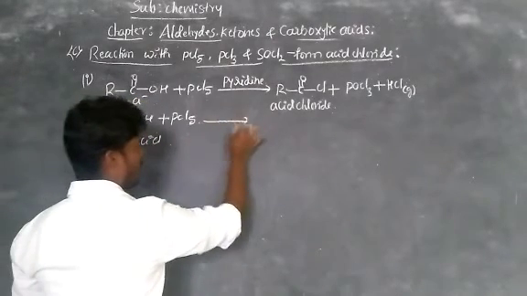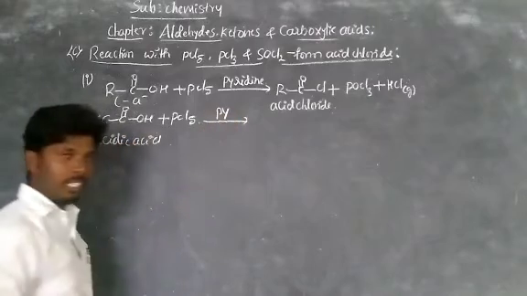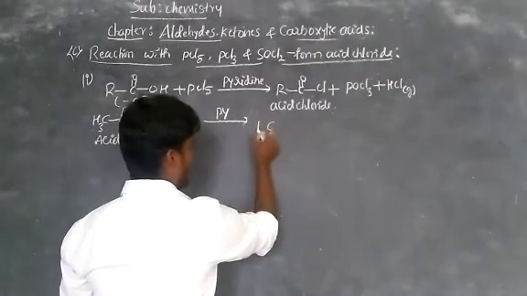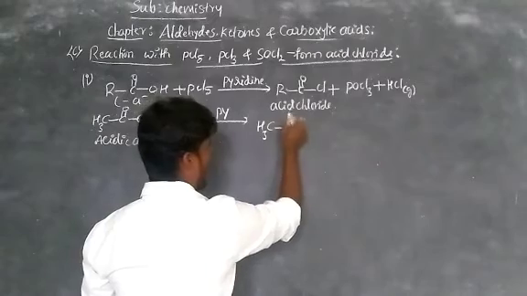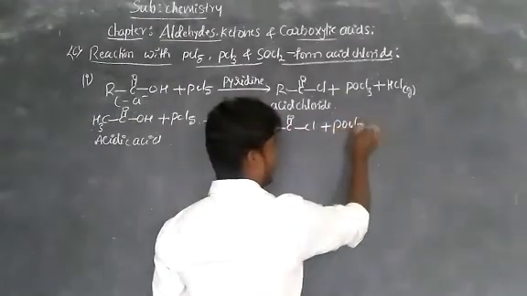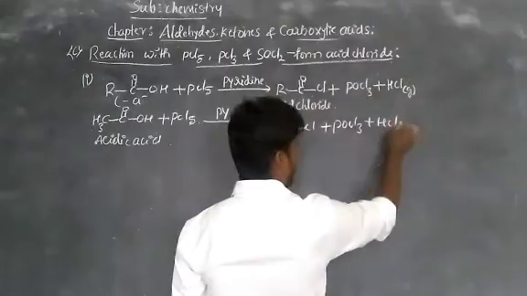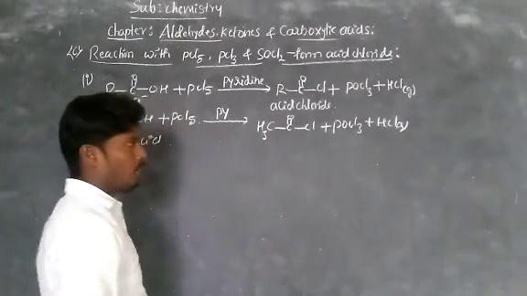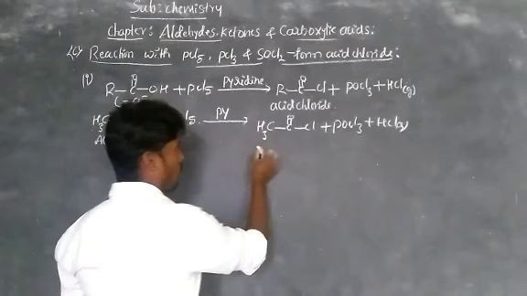So now in place of what? Pyridine. PY means pyridine. Just in place of R, what is there? CH3, right? CH3 C double bond O, Cl, plus POCl3 plus HCl gas. Okay. So what you get? Acid chloride. So its name is acetyl chloride.